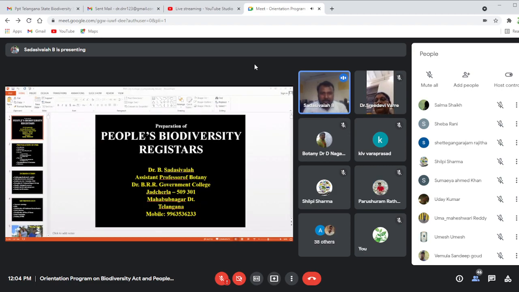That means the mapping of bioresources of the particular village. Then identification of traditional healers who are there in that particular village, and then data collection. We have certain formats for preparation of PBRs. How to collect the data I will show again in future, and identification of flora and fauna for entering into the data, and also data compilation, and the last one is drafting of the PBR. And this is the methodology.